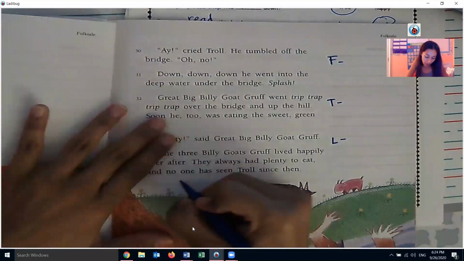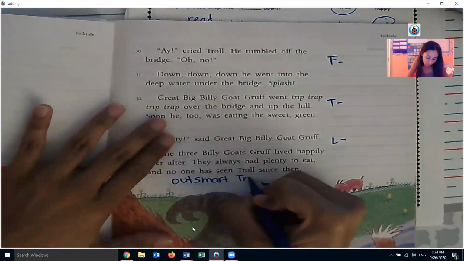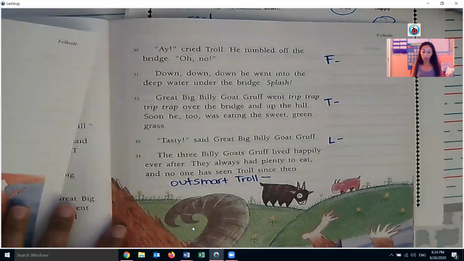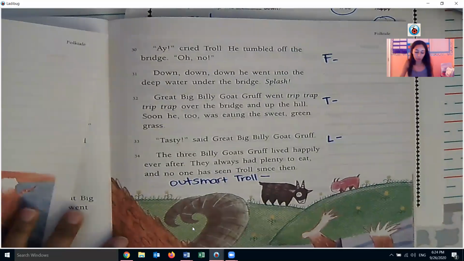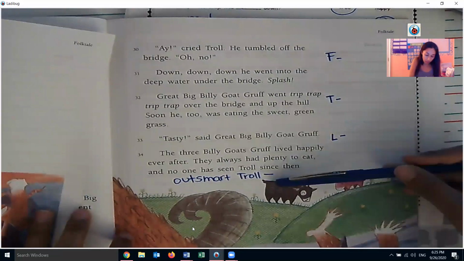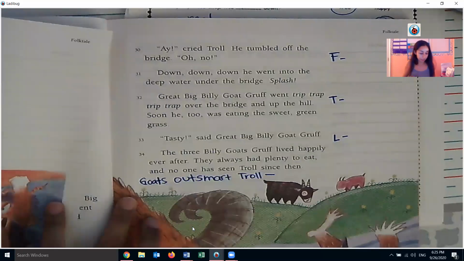So I'll say outsmart Troll. I'll write a little line. So we'll fill in these blanks when we're done reading all the way to 25. First, then, last. And how did the goats outsmart Troll? How did that happen?